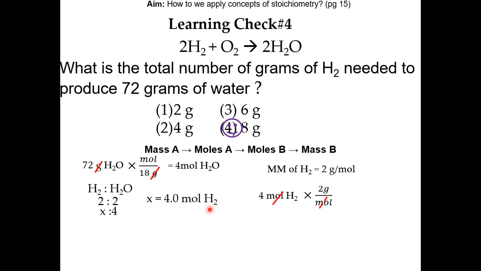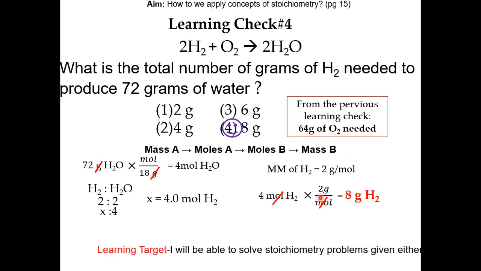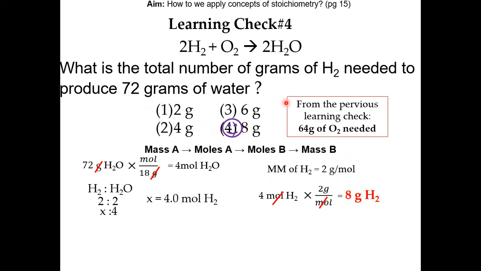4 times 2 is 8, and that's the answer, 8 grams of H2. Notice from the previous learning check, we had 64 grams of O2 needed to produce 72 grams of water. So if you add up the mass of the reactants, it should equal the mass of the products. 64 grams plus 8 grams is 72 grams, and that is the mass of water. So the law of conservation of mass is observed.